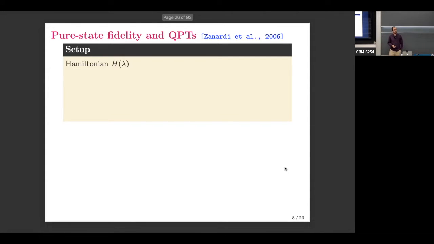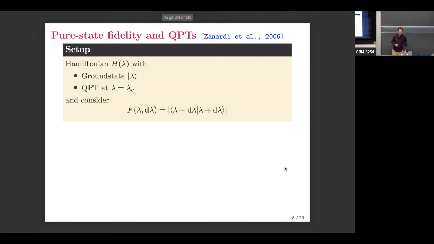All right, so now imagine that you have a quantum Hamiltonian that depends on some parameter lambda, with a ground state that you call psi lambda, and it has a quantum phase transition at some value of lambda, which is lambda c. We had a very nice lecture last week about quantum phase transitions, so I won't go back into these details. And now what you can do is to consider the following fidelity: the overlap between the ground states at lambda minus d lambda, where d lambda is a small variation of the parameter, and lambda plus d lambda.